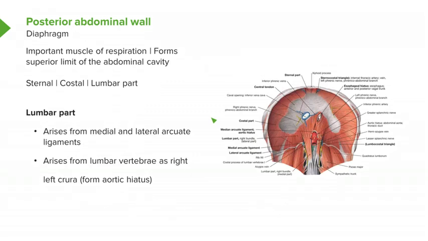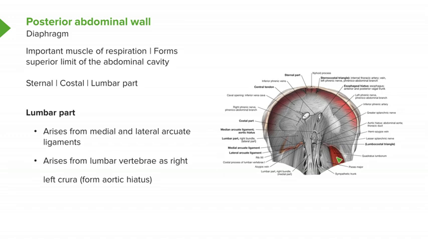So here we can see that the diaphragm has a whole number of parts. It has the sternal and the costal part, which we're not really worried about because they're more anteriorly attaching to the sternum and to the ribs here. For the posterior abdominal wall, we're more interested in this lumbar part, which we can see originating from these medial and lateral arcuate ligaments that are associated with the quadratus lumborum muscle.